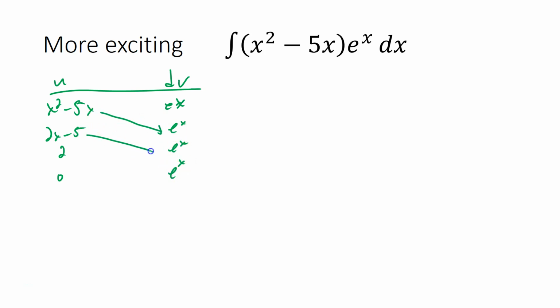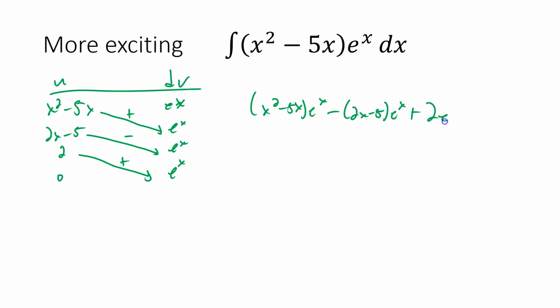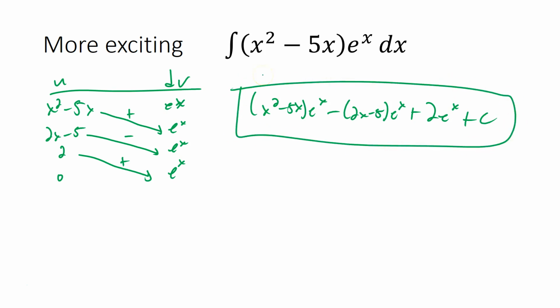Arrows, positive, negative, positive. Always start with positive. So, answer: x squared minus 5x e to the x, minus 2x minus 5 e to the x, plus 2 e to the x, plus c. There you go. A problem that should take like 10 minutes takes like 30 seconds now.